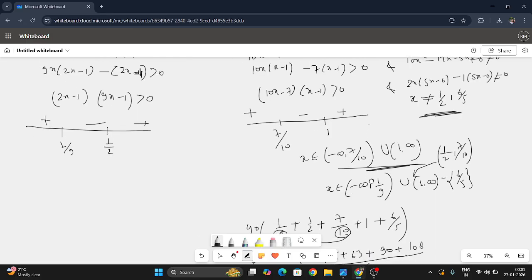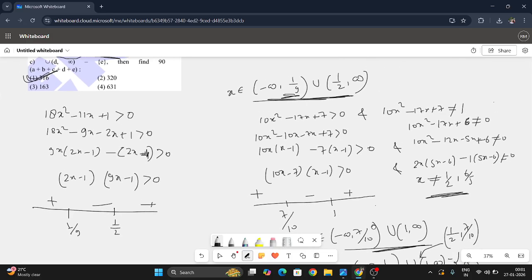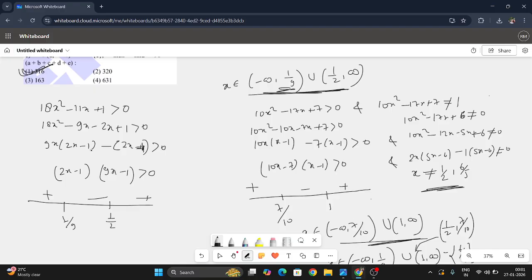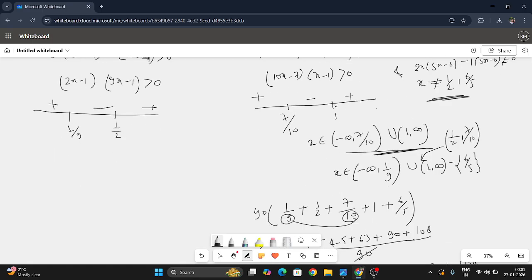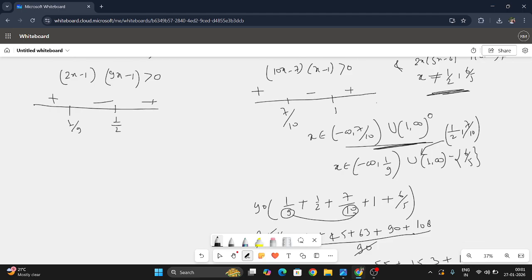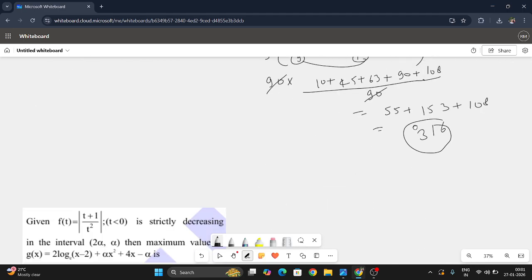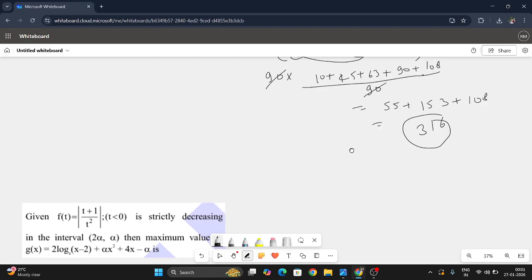So let's understand it. We have done just this thing. The argument is positive, the base is positive, and the base cannot be equal to 1. Just use this and then take the common part, the intersection of these two inequalities, and get this: a, b, c, d and e. Okay, so I hope it is clear to you.